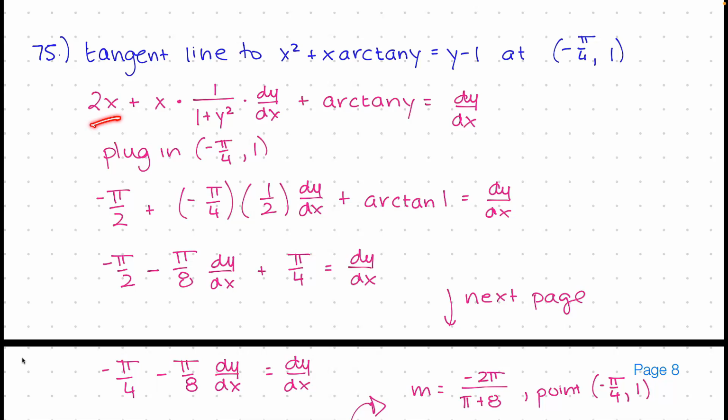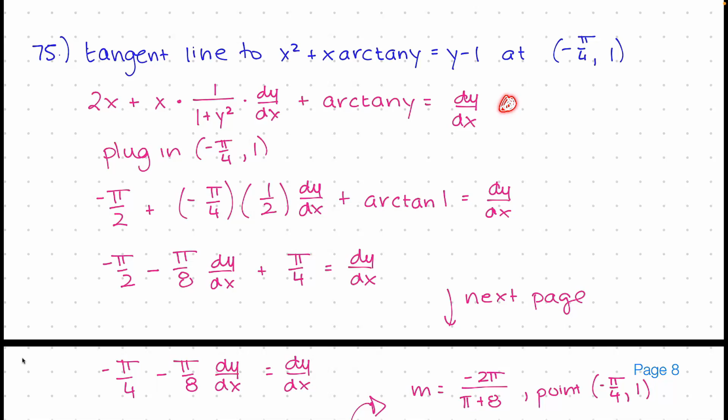Derivative of x squared is 2x. That's easy enough. When you do the derivative of this term, don't forget product rule. So, first times derivative of the second, plus the second times derivative of the first, which would be 1. And then there's derivative of y, and derivative of -1 is 0. So, any questions just on this line right here?